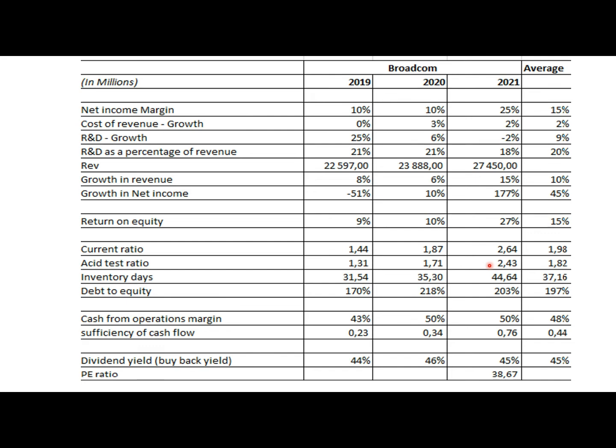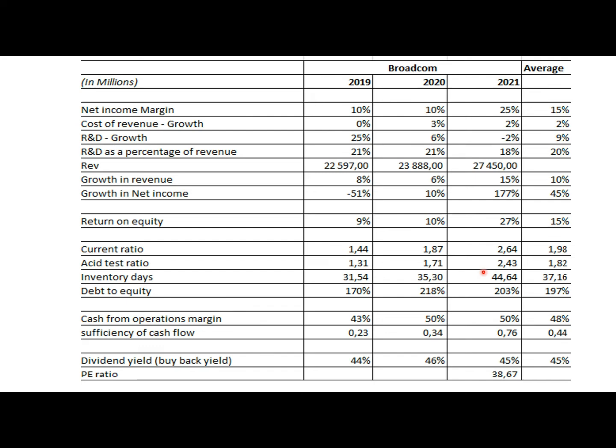Now the inventory days has overperformed the industry average. The industry average is just over 101 days. Broadcom's inventory days are on average 37. So massive overperformance. That is very good. That shows me that there is no risk of inventory being obsolete because Broadcom does not hold inventory for longer than what it has to.